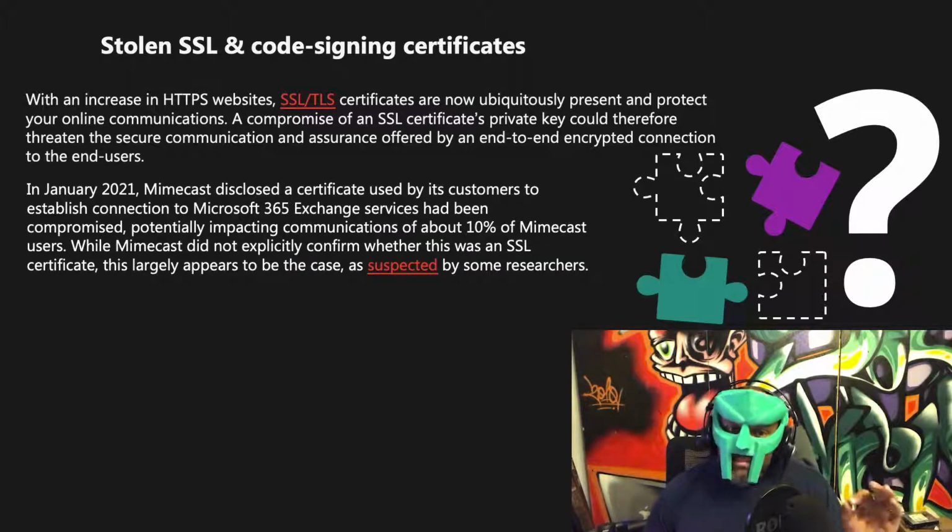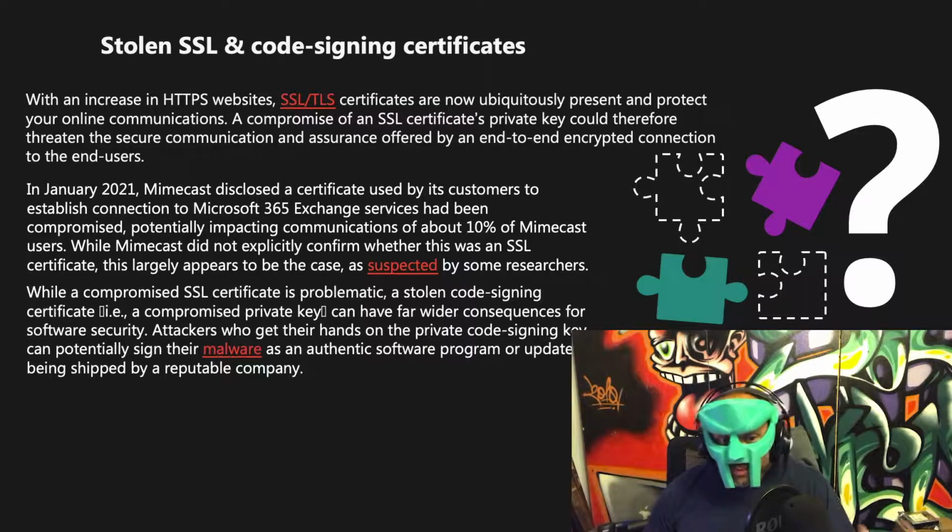In January 2021, Mimecast disclosed a certificate used by its customers to establish connection to Microsoft 365 Exchange services had been compromised, potentially impacting communications of about 10% of Mimecast users. While Mimecast did not explicitly confirm whether this was an SSL certificate, this largely appears to be the case, as suspected by some researchers. While a compromised SSL certificate is problematic, a stolen code signing certificate, for example, a compromised private key, can have far wider consequences for software security. Attackers who get their hands on the private code signing key can potentially sign their malware as an authentic software program or update being shipped by a reputable company.